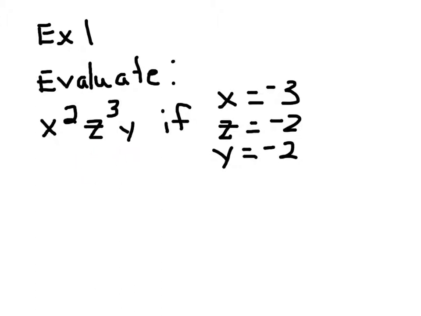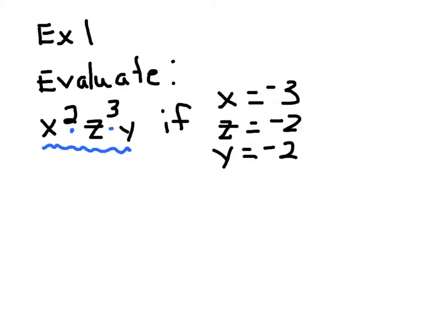Now, let me ask you a question. What's going on between the x, the z, and the y? And you should see that as multiplication. So whatever I get when I square x, I'm going to take that times whatever z cubed is, times y. So really I could put a raised dot in between those to show that it's x squared times z cubed times y.